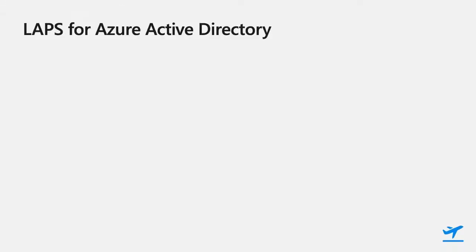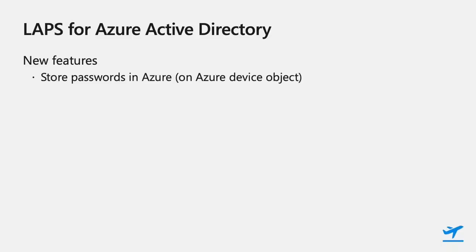So let's go through what we're adding in the LAPS feature space for Azure Active Directory. So first and foremost, as I mentioned, the device will now have the capability to store passwords in Azure. These are going to be stored on the Azure device object. And we're modernizing the cloud-based management experience.